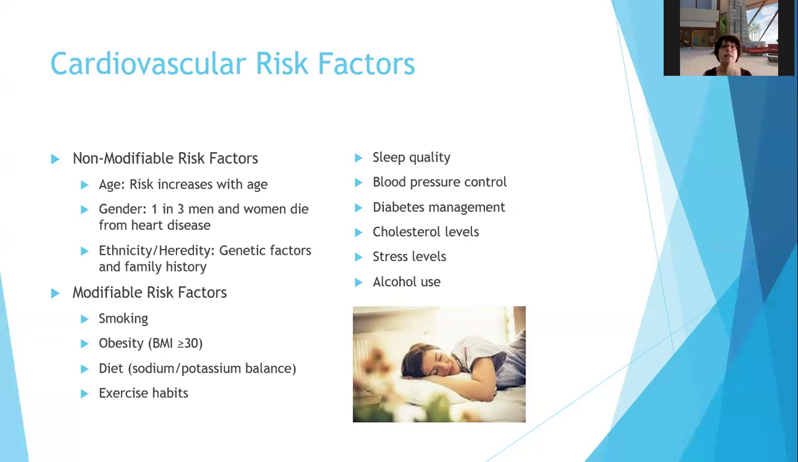Gender, 1 in 3 men and women die from heart disease. It's crazy, right? But the men have a greater risk of heart disease until women are postmenopausal, and then their risk for heart disease goes up and just is equal with men. So kind of not nice. So both men and women are at risk for developing heart disease, and 1 in 3 men and 1 in 3 women will die from heart disease. It's the most common cause of death among everybody in the United States.